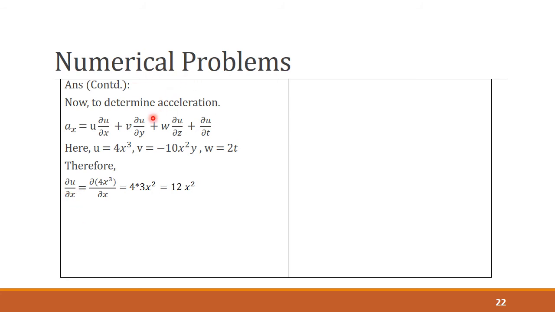Now dou u by dou y. So we're going to differentiate dou u with respect to dou y. This is dou by dou y of 4x cube. Now what we have to remember here is that when we are doing partial differentiation, the function is going to be differentiated partially with respect to a variable. So 4x cube is going to get differentiated with respect to y.